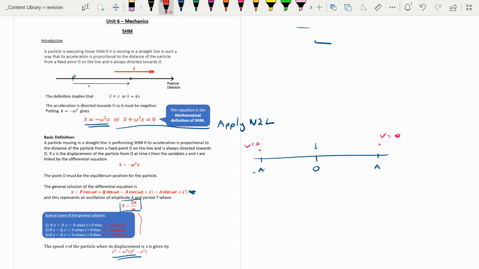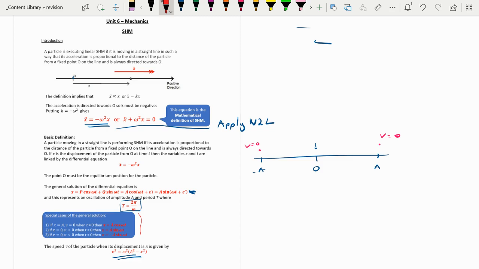So first of all, when time is zero, so basically where it starts, and it's at its amplitude, so it's at the end, and its velocity is zero. For example, let's say it was attached to a string, I pulled it to A, I held it here, and then I released it. That would be this first special case here: x is at its amplitude, velocity is zero, and time is zero.